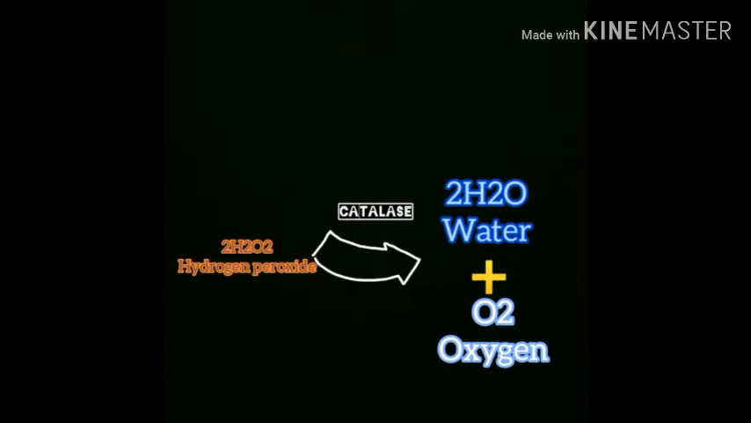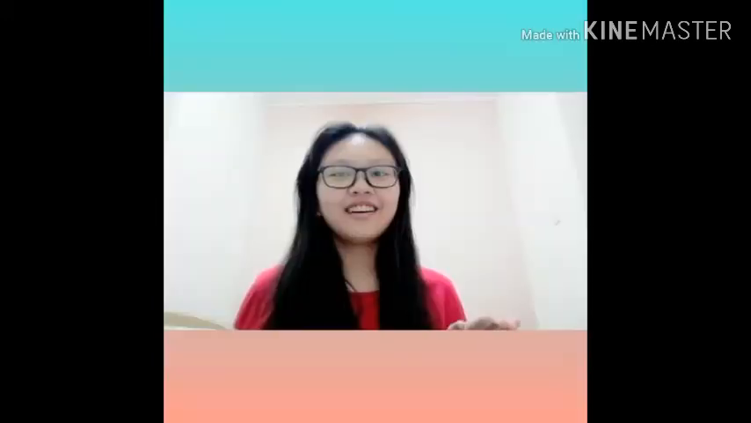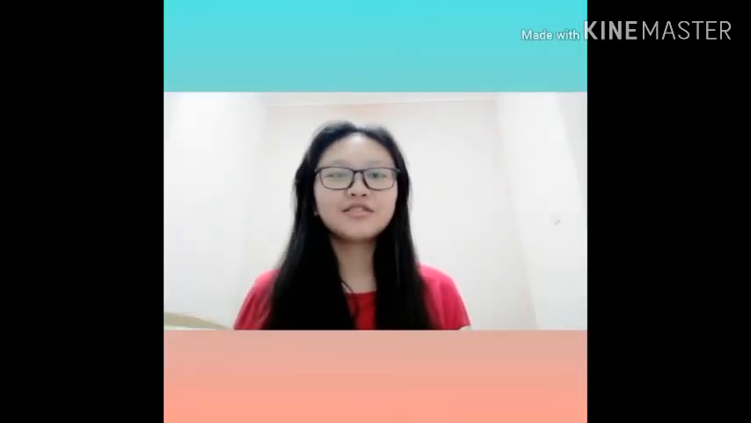This is the following equation that involves catalase. As you can all see in the equation above, it catalyzes the breakdown of hydrogen peroxide to water and oxygen. Now, I'd like to tell all of you about hydrogen peroxide.